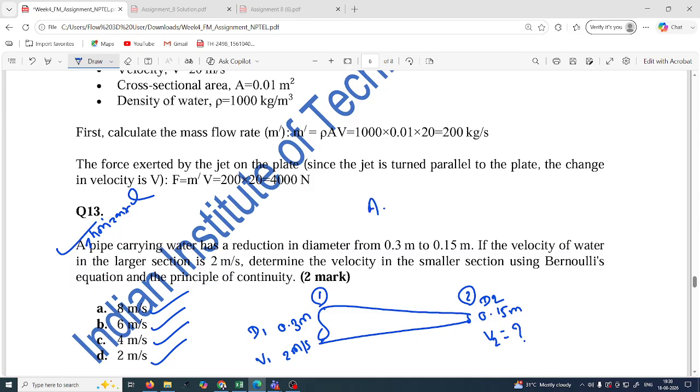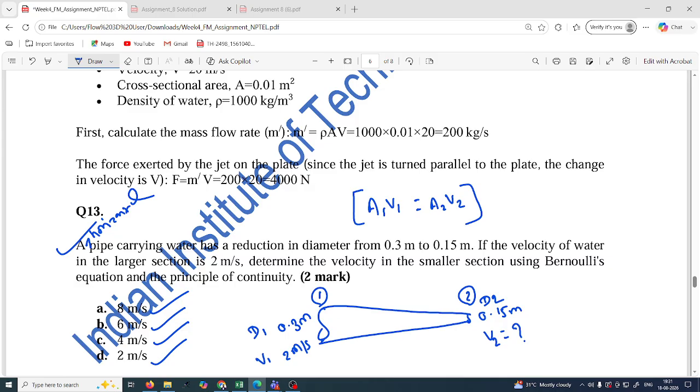So one thing also you can apply, A1 V1 is equal to A2 V2. You can apply it very carefully, no issue. But why is the question telling you to apply the Bernoulli equation and the continuity equation?